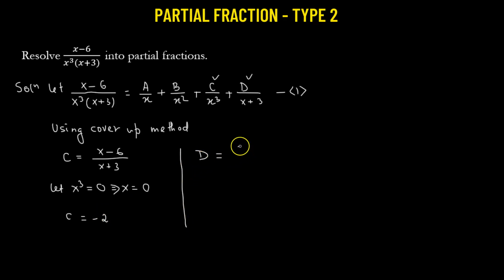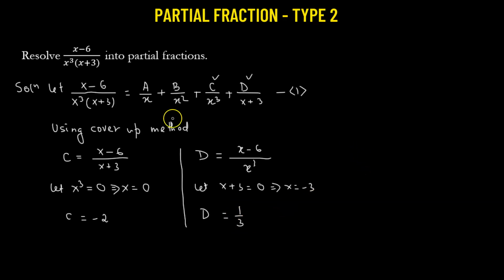What we'll do, we'll take the original rational fraction x minus 6 divided by, now this time we're going to cover up x plus 3. We are left with x cubed in the denominator. So whatever we have covered up, which is x plus 3, we'll equate it to 0. Solving for x gives us x equals negative 3. We will substitute this value to find out the value of d. So d comes out to be 1 over 3.